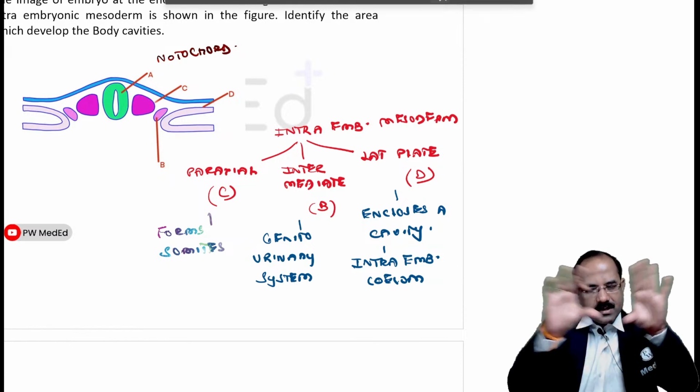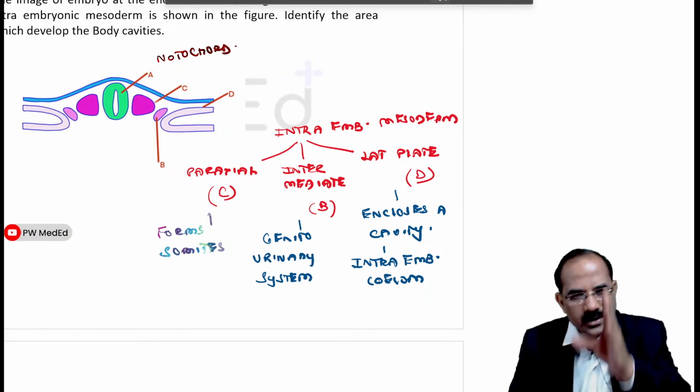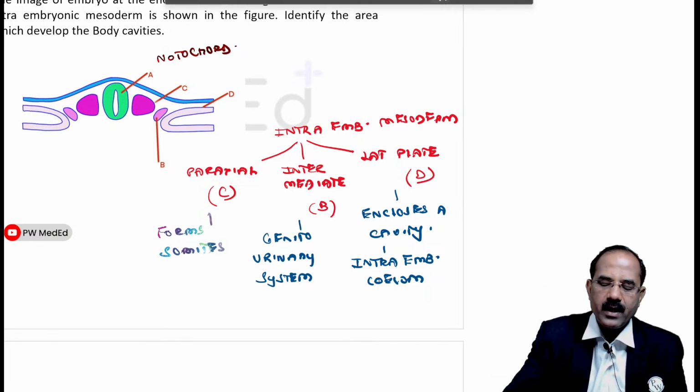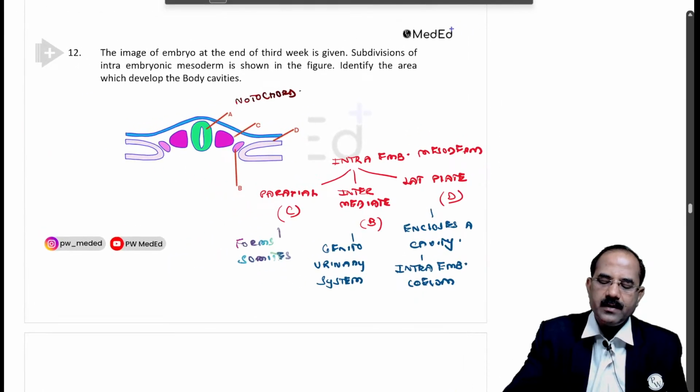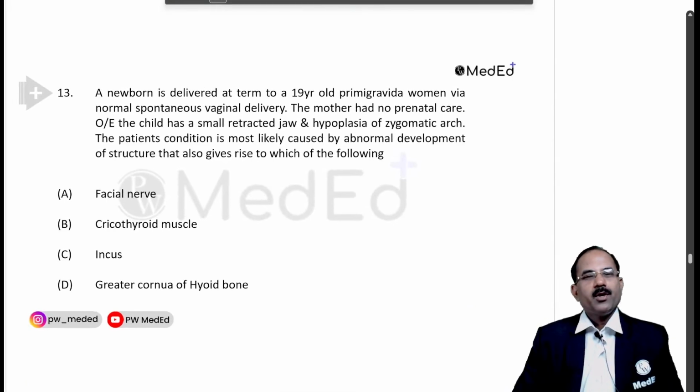So just remember, this is the intraembryonic mesoderm, which gets divided into paraxial, intermediate, and lateral plate. So I've just mentioned this for you. Okay. So answer is D for this. Coming to the next MCQ. Come on, students.